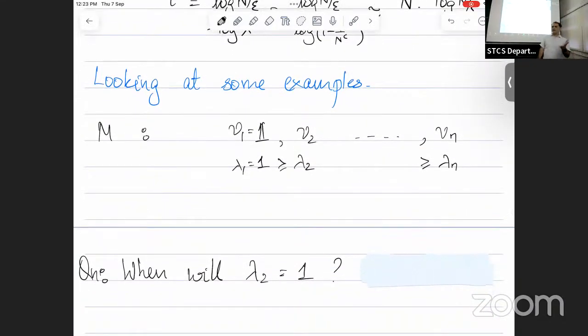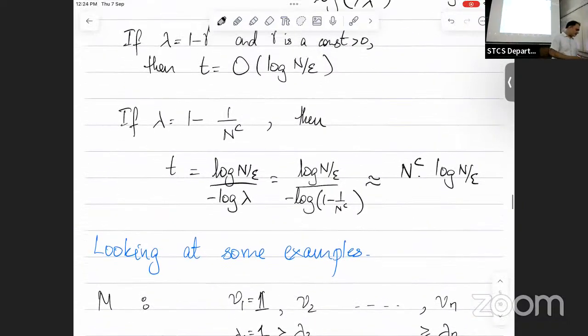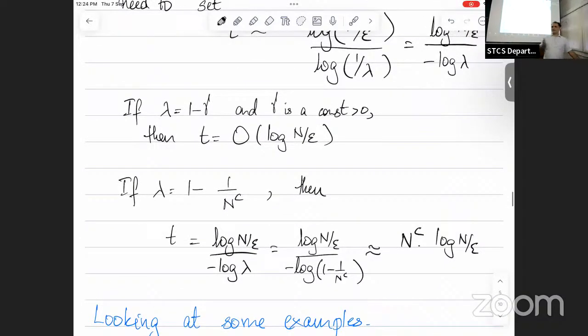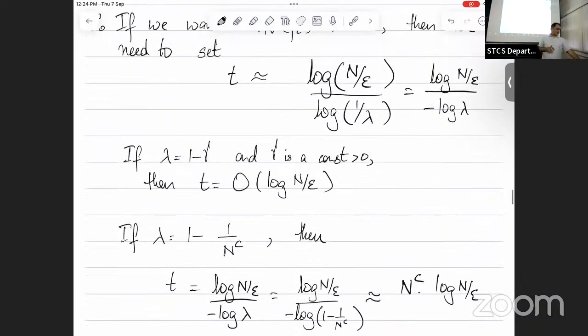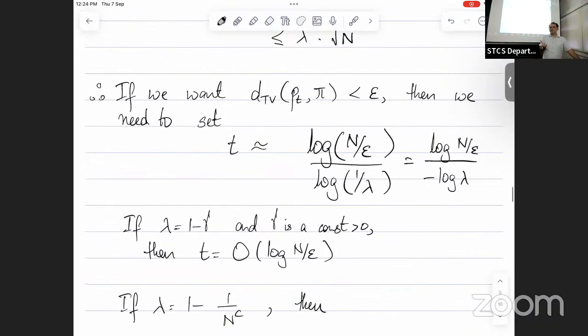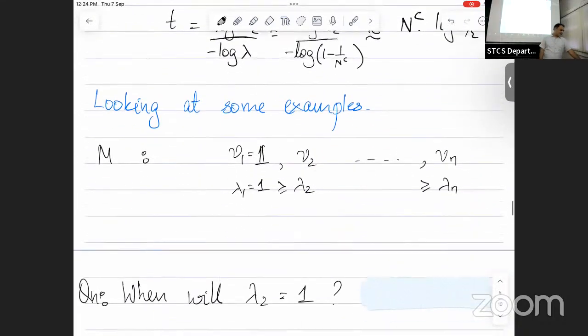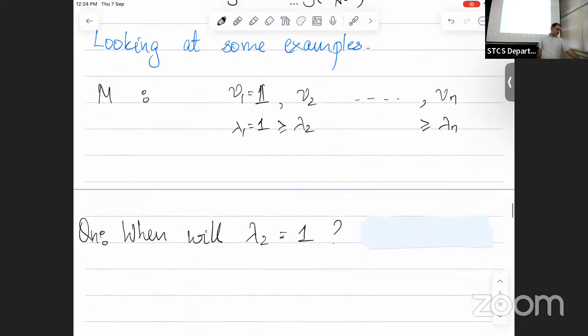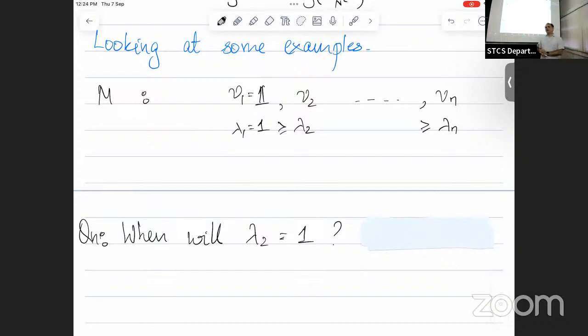Okay, so first question. I want to look at situations where the spectral gap is terrible. There is no gap. Because these are situations where things shouldn't mix. Because everything above was dependent on the fact that this lambda was bounded away from 1. Otherwise there's no shrinking that's happening. It's just going to stay the same. Now, when will lambda 2 be equal to 1?